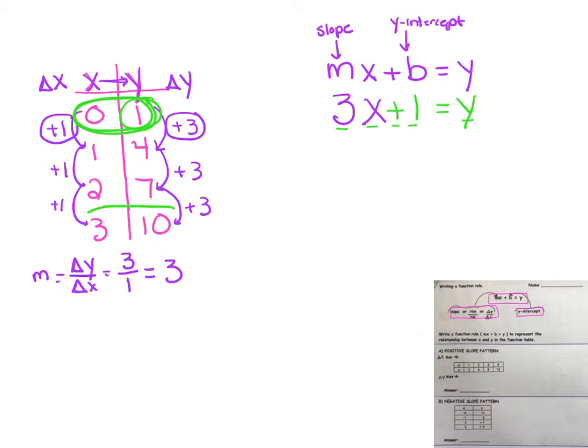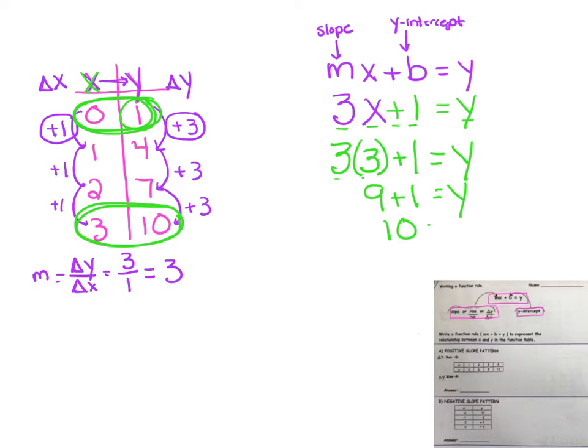Let's try it. Let's test this connection right here. Let's use an x value of 3. 3 times 3 plus 1. Do we arrive at 10? Well, 3 times 3 is 9. Plus 1 is clearly 10. That's the way we connect our x's to our y's. 3 times x plus 1 equals y.